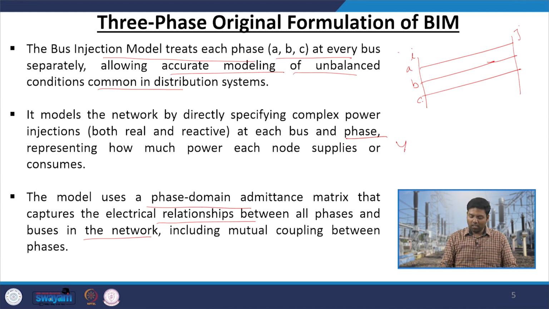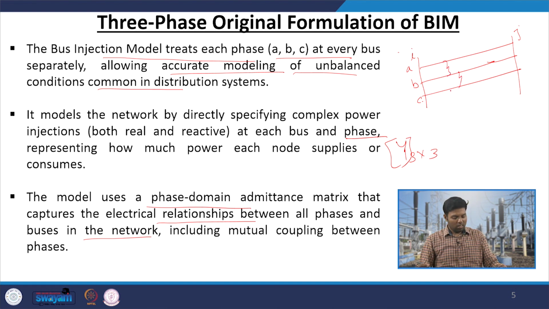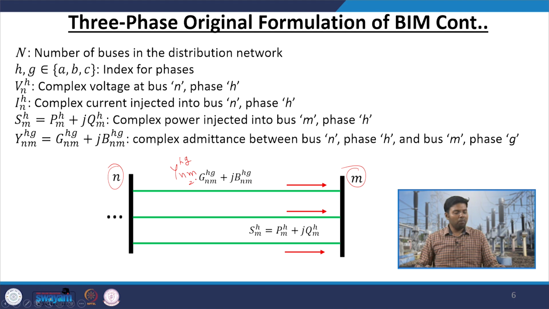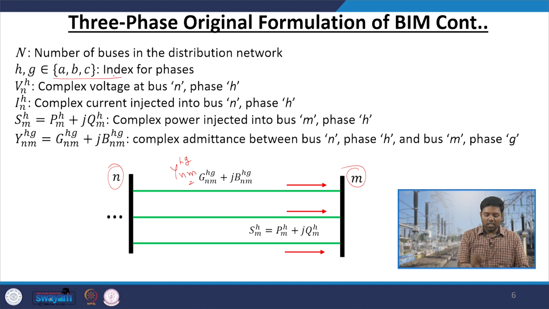And that admittance matrix we have seen in the last class as well. That will be a 3 cross 3 matrix for each bus, that will consider even the mutual coupling between the phases. So, let us say this is the architecture of a line, that means there is a bus number n, there is a bus number m, and they are connected via three phases. Each phase will have this amount of admittance, that is y_nm^hg, which equals g plus jb. So, h and g represent the phase indices, that is either a, b or c.